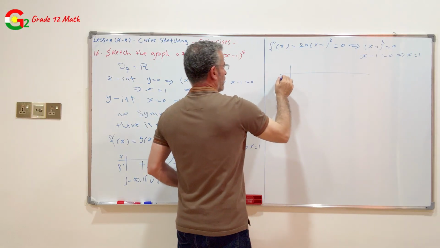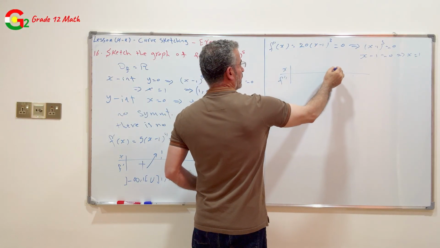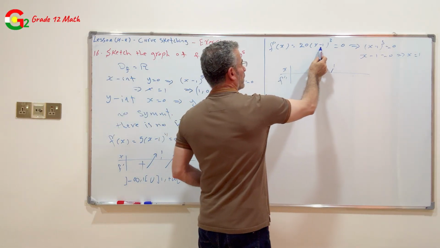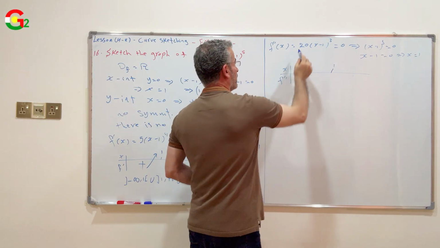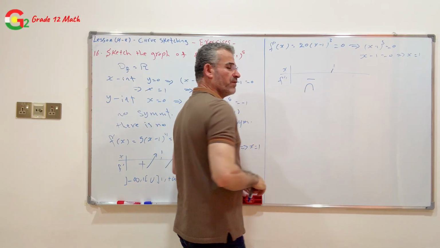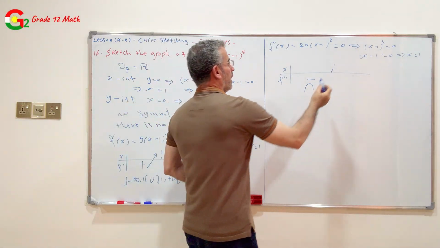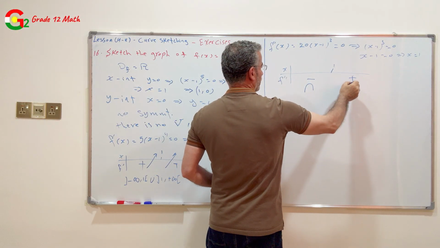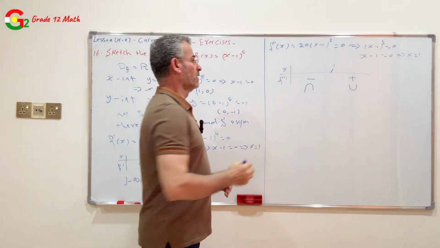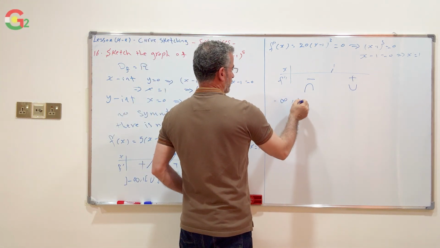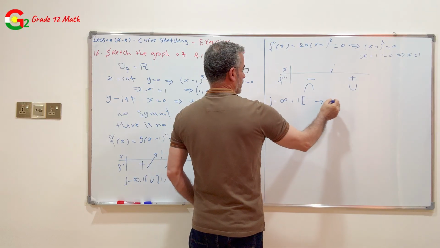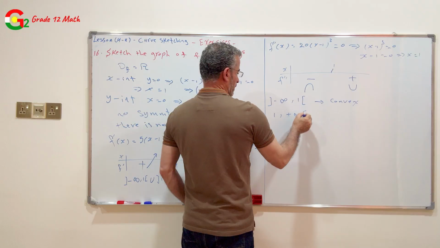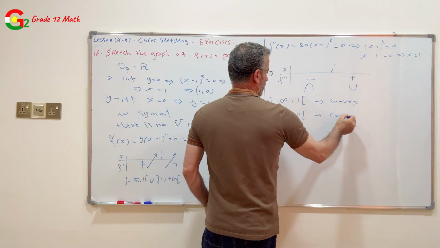Find the sign of the second derivative before and after 1. Before 1, take 0. 0 minus 1, negative 1 to the power 3, negative 1 times 20, negative value. The function is convex in this interval. After 1, take 2. 2 minus 1, 1 to the power 3, 1 times 20, positive value. The function is concave in this interval. Therefore, from negative infinity to 1, the function is convex. And from 1 to positive infinity, the function is concave.